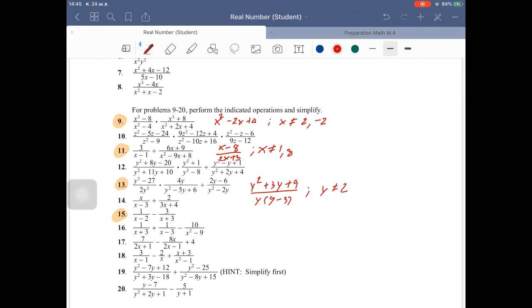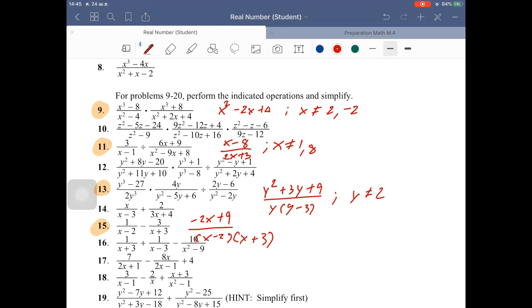Okay, then question 15. The answer will be negative 2x plus 9 divided by x minus 2 and x plus 3. Here are the answers of the 4 questions.